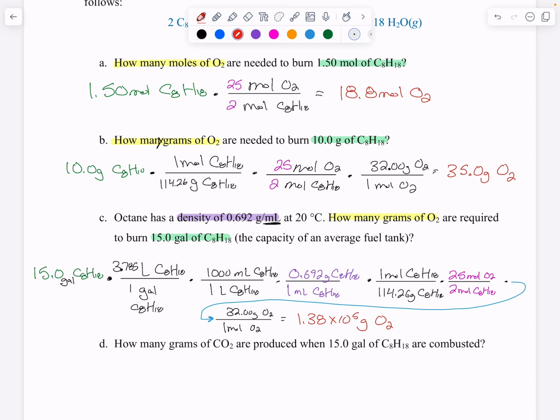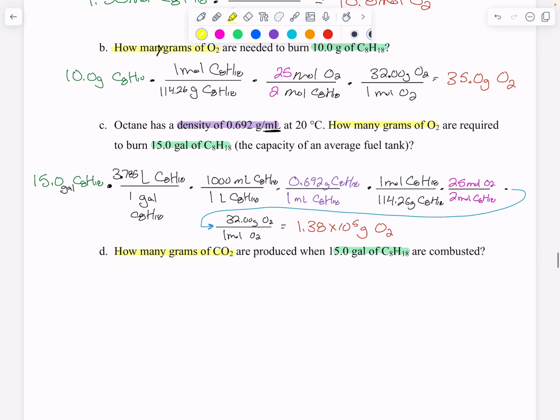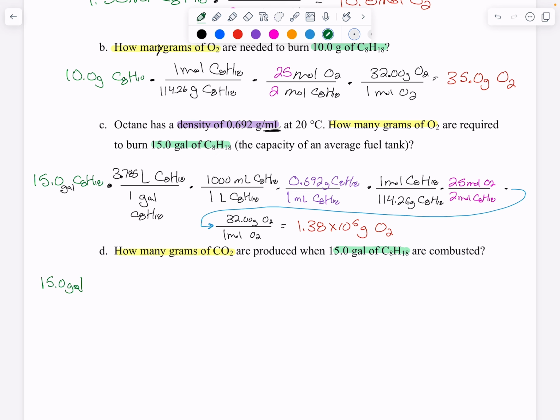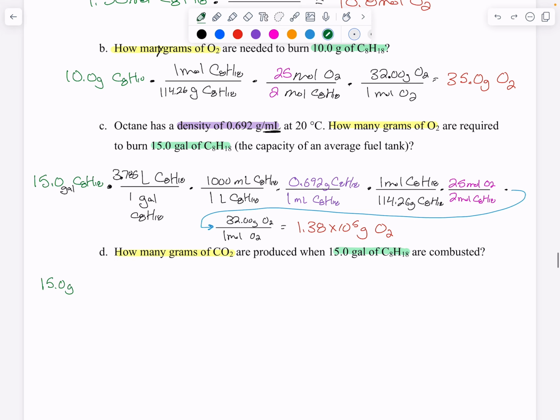Part D asked for how many grams of CO2. So it's the same setup. I got 15 gallons of octane. But now it's how many grams of CO2. So it's going to look exactly the same until when? Until we get to the mole ratio, right? So I'm going to have, and I'll write it a little bit more compact this time, 15.0 gallons. Gallons, that's horrible. Of C8H18.